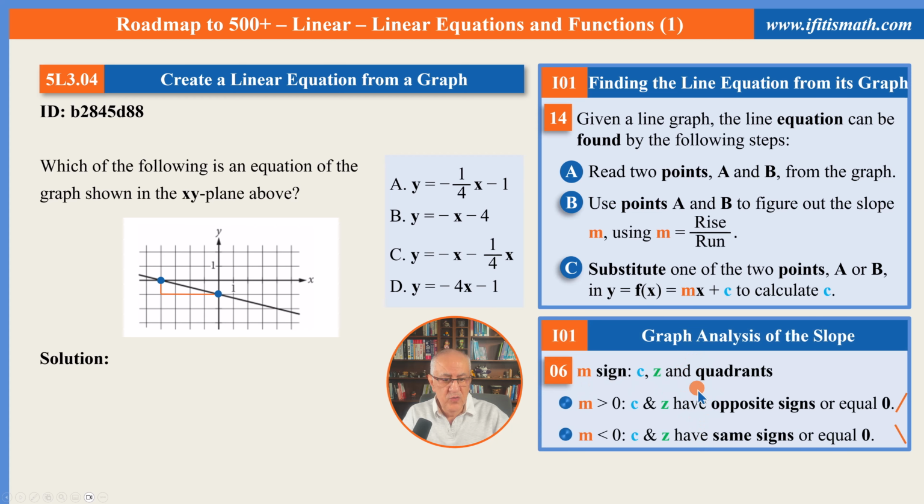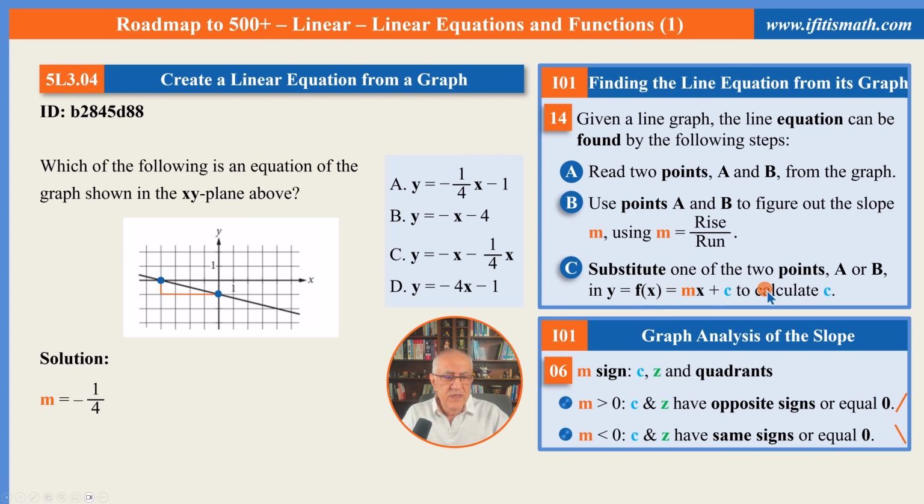So we are going to use this. Anything that goes from quadrant 1 to quadrant 3 is going to be positive. Anything that goes from quadrant 2 to quadrant 4 is going to be negative. So obviously what we have here is a negative slope. So it's negative 1 over 4. If you take this point and this point, it's going to be negative 2 over 8, which is also negative 1 over 4. All right. So this is our slope.